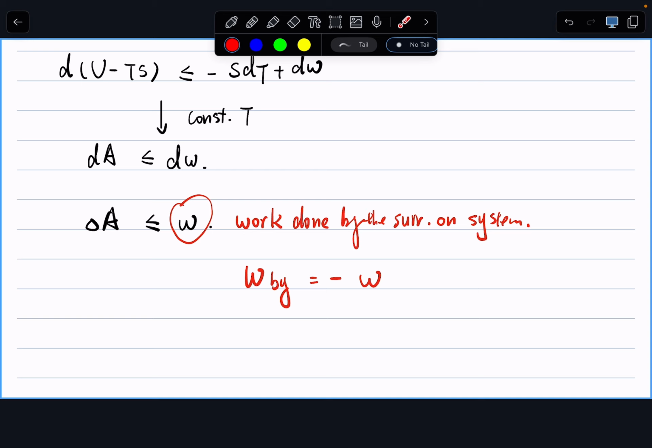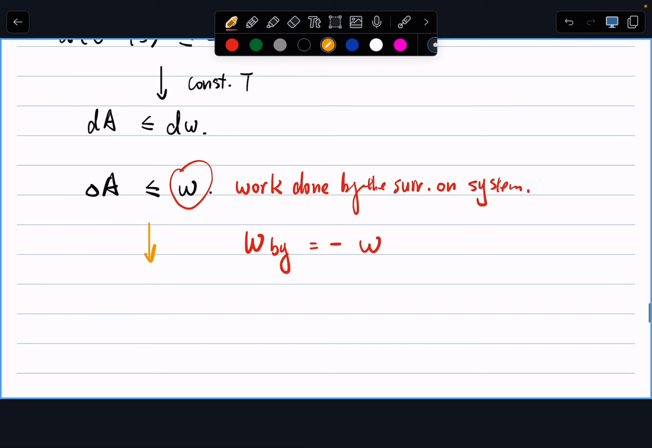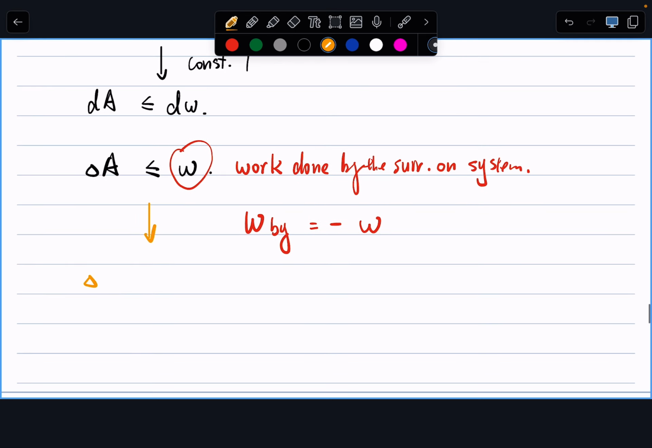All right, so in this case, if we plug this work by into this equation, you multiply by -1 on both sides and flip the inequality. You get delta A smaller than or equal to negative work by, so negative delta A is larger than or equal to work by.